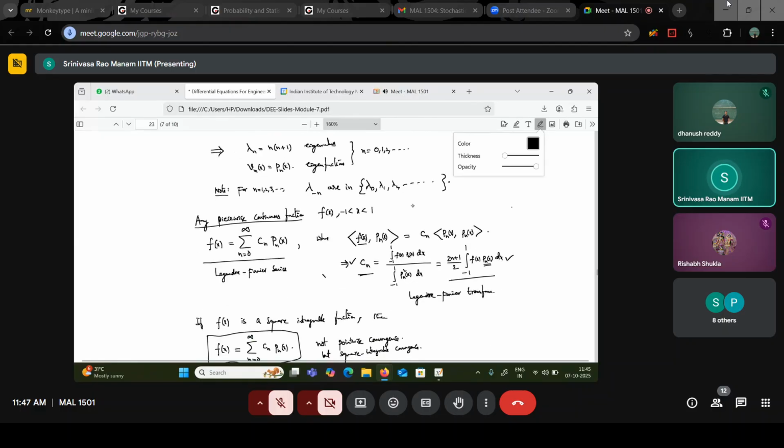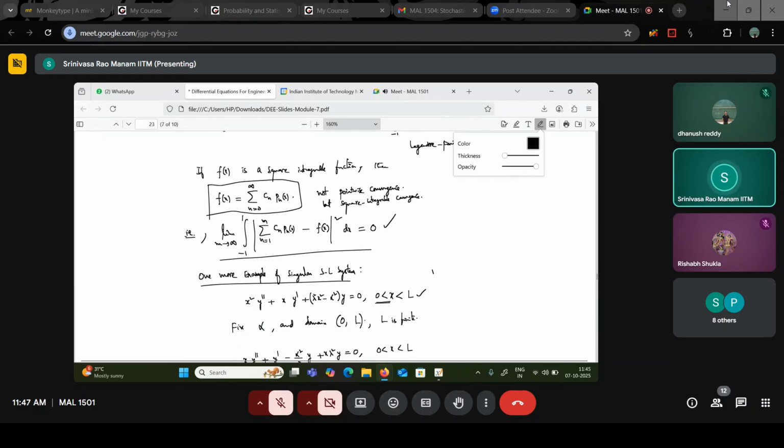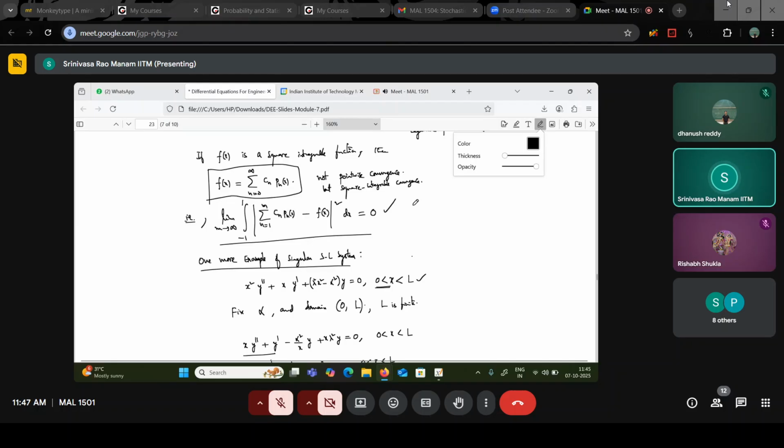That is exactly what you get: the Legendre Fourier series. We call it a generalized Fourier series in general. Because we are dealing with the Legendre equation, we say Legendre Fourier transform. Similarly, you can also work with one other example, a Bessel series.